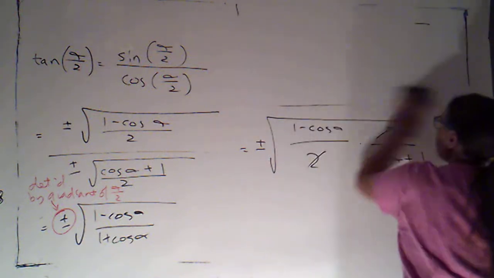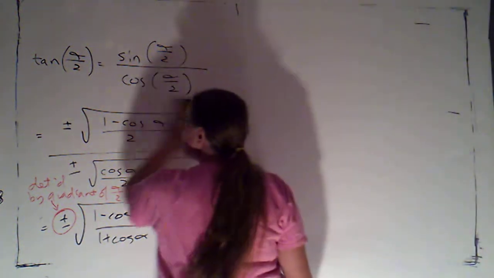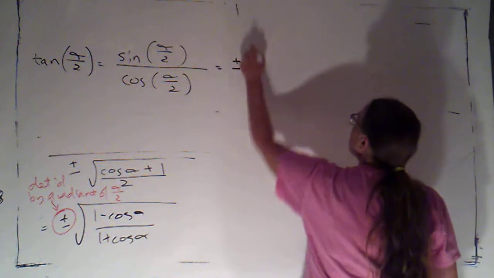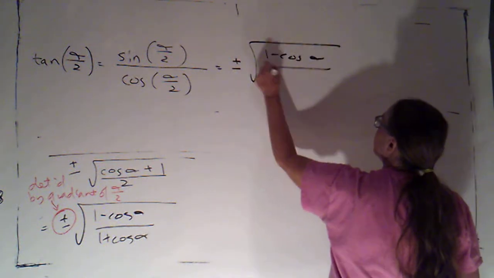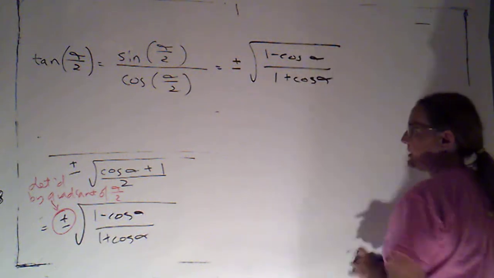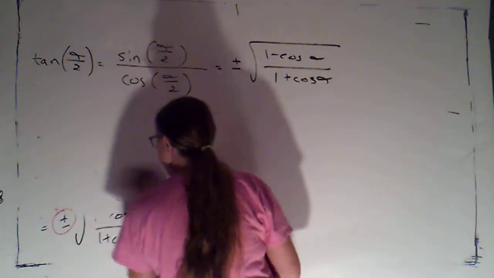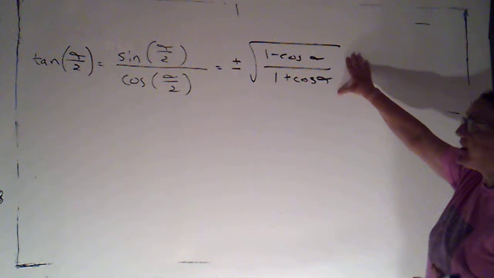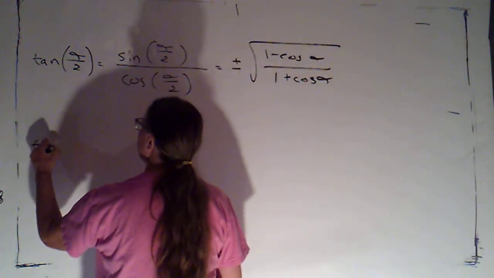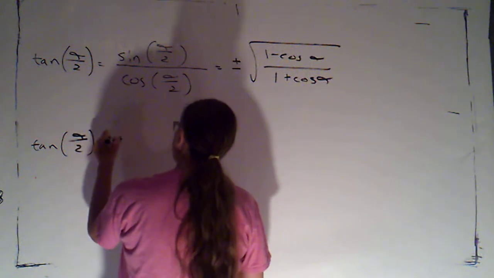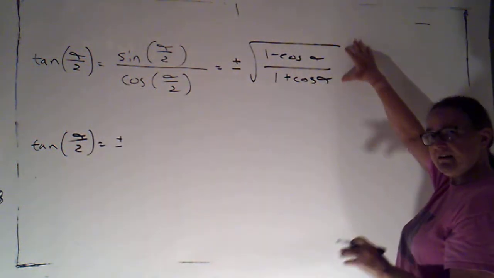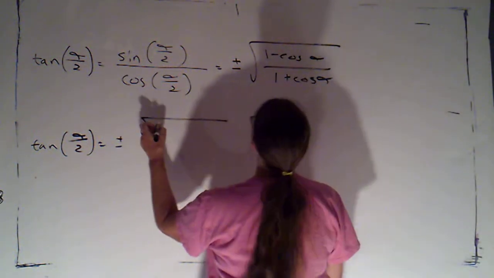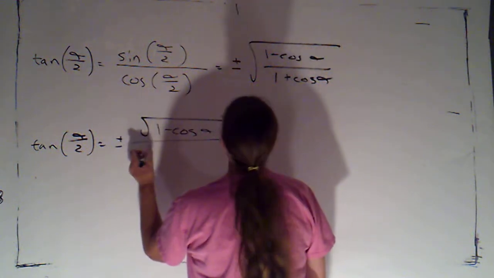I'm going to erase these now and show you the other 2 versions, which it turns out are a little bit more user-friendly. So we had plus or minus the square root of 1 minus cosine of alpha over 1 plus cosine of alpha. Okay, now if I take this, I can say tangent of alpha over 2 is plus or minus. Now I'm going to go back to writing this as a square root over a square root. Don't absolutely have to, but I think it makes life a little bit simpler if I do it for what I'm about to do.